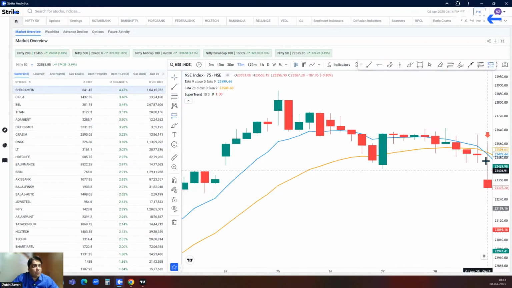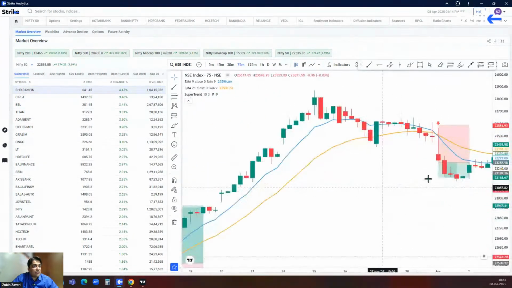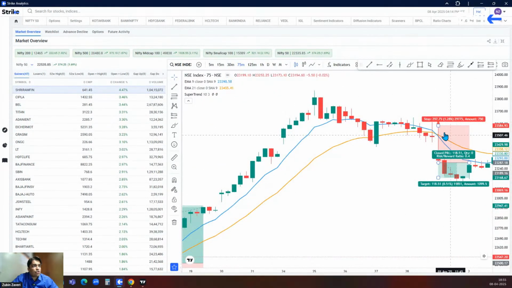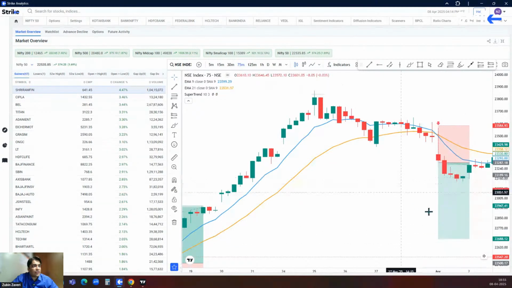How will you create a short position? If Nifty goes below the low of this candle, that will be your short, and your stop loss will be above the high of this candle. Over here again we will keep 1 is to 2. So your stop loss is of around 300 points, so 600 points will be your approximate target.